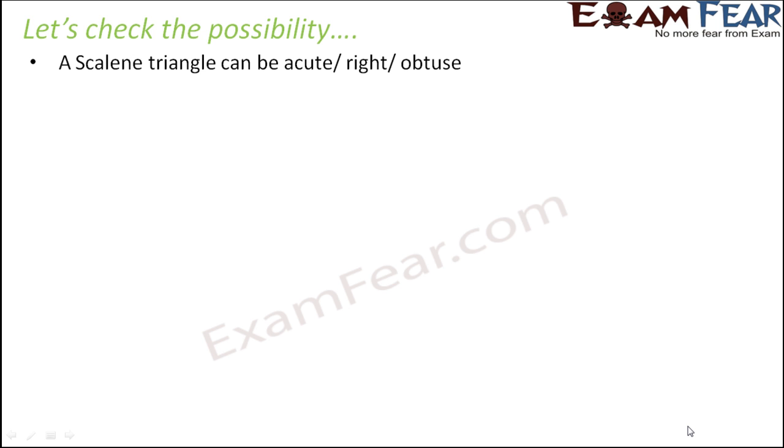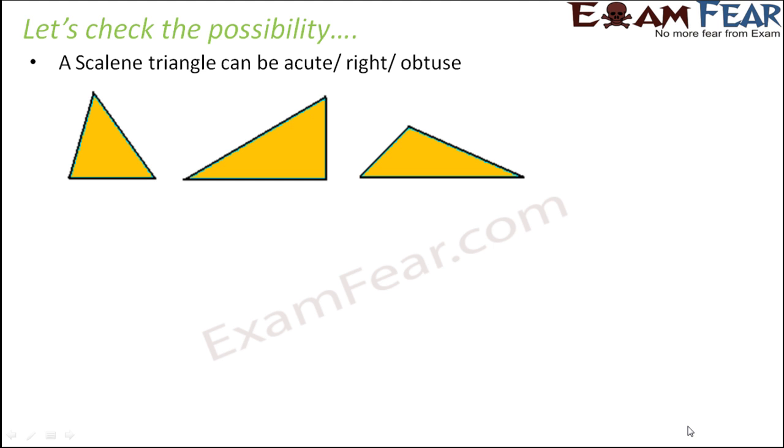So let's check the possibility of combinations between equilateral, scalene, isosceles and right angled, obtuse angled, acute angled triangles. Now when we talk about a scalene triangle, it can be acute, right or obtuse. So basically a scalene triangle where all the three sides are unequal can be an acute angle triangle, that is all angles are less than 90 degrees. That is possible. So this is a scalene acute. This is a scalene right triangle, because one angle is 90 degrees. And this is a scalene obtuse because out of the three angles, one angle is more than 90 degrees.